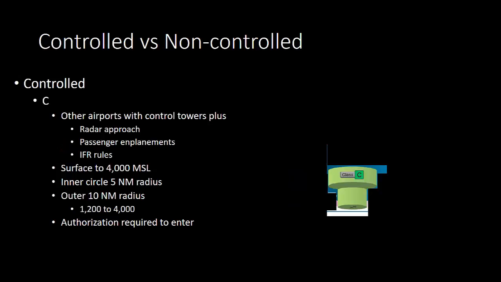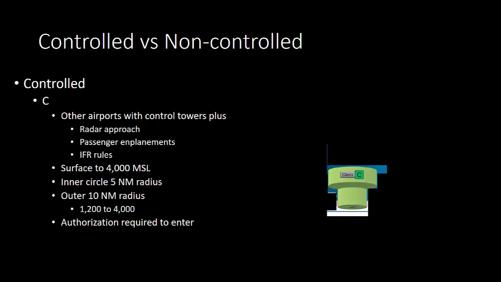This is also a controlled airspace around airports, but this is other airports with control towers that also have radar approach, some sort of passenger deplanement, and IFR rules. It means you have to use instruments to land and take off at the airport. This would be Sioux City, Sioux Falls, Omaha. These would all be Class C.